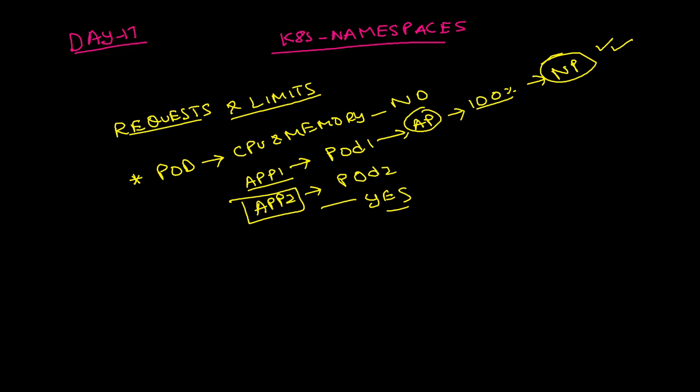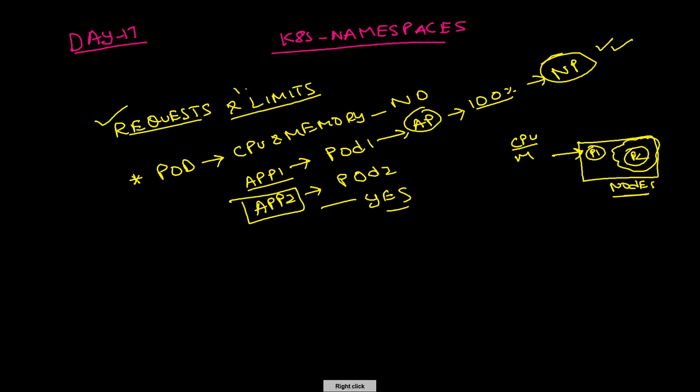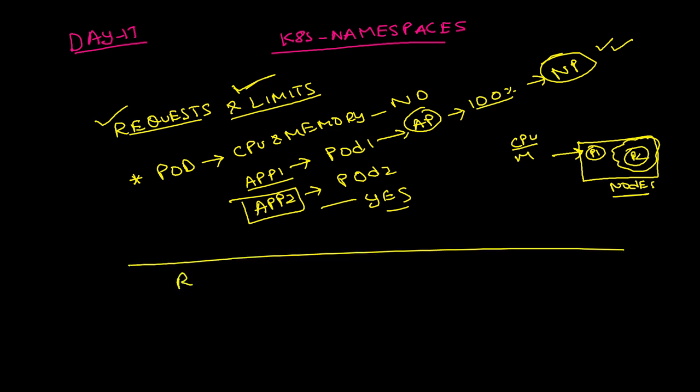Why? Because eventually the pod is going to be created inside the nodes. I will say this is my pod 1 and this is my pod 2. And if this pod is going to take all the CPU and memory from the nodes, then pod 2 will be impacted. So to overcome this kind of situation, we have to implement requests and limits inside our container.